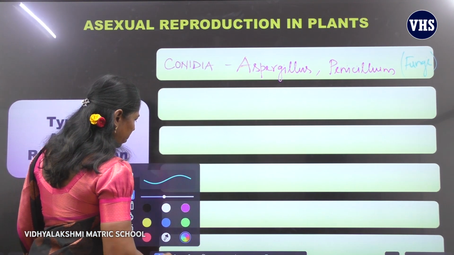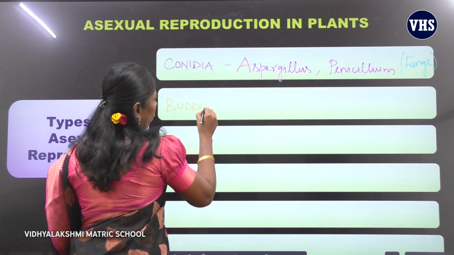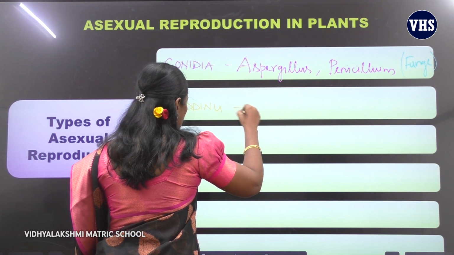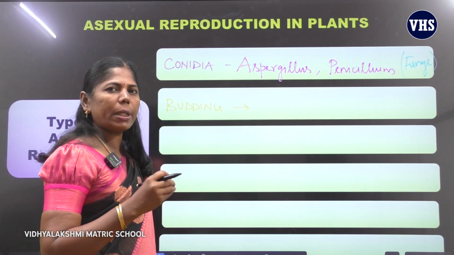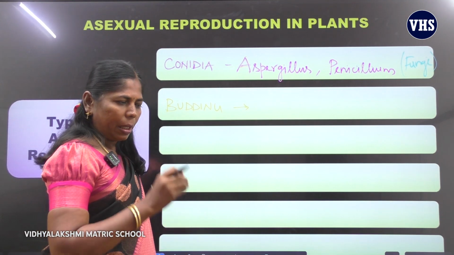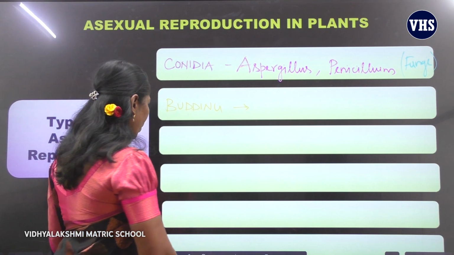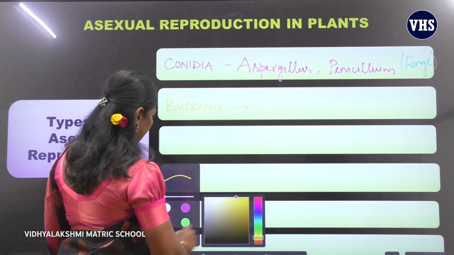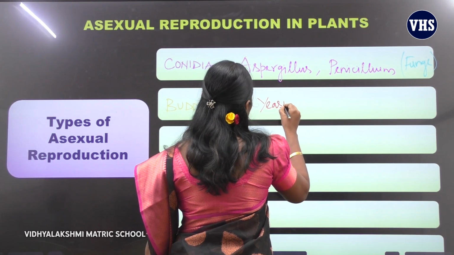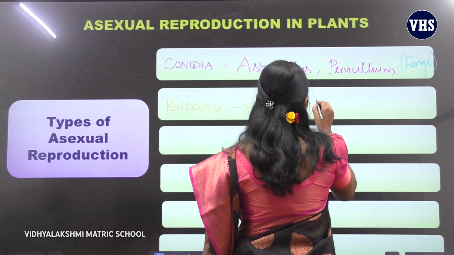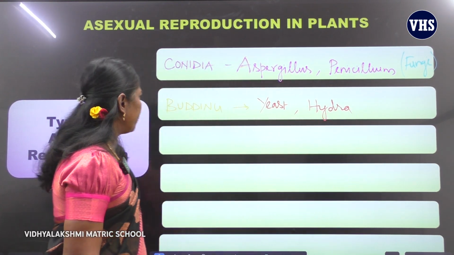And the next one is the budding method. Budding. Based on the word we could understand that a small bud-like structure is produced in the organism, that is budding. That bud will be detached from the parent plant and will act as a new organism. So what are the examples for budding? For budding, the examples are yeast and another one is hydra. Yeast belongs to fungi, hydra is an animal.